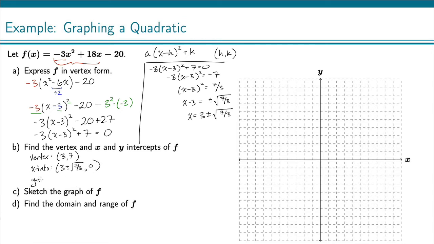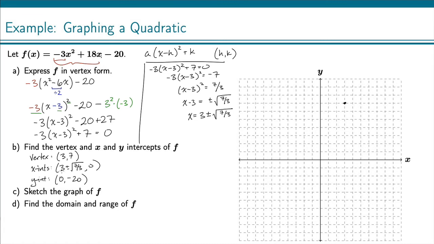And then for our y-intercept, this is just when we plug 0 into the function. If I plug 0 in up here, this first term is 0, and this is 0. We just get negative 20. So we have 0, negative 20. Okay, and now we're ready to graph this function. We'll start with our vertex 3, 7. So we've got 1, 2, 3, and then up 1, 2, 3, 4, 5, 6, 7. So there's our vertex.